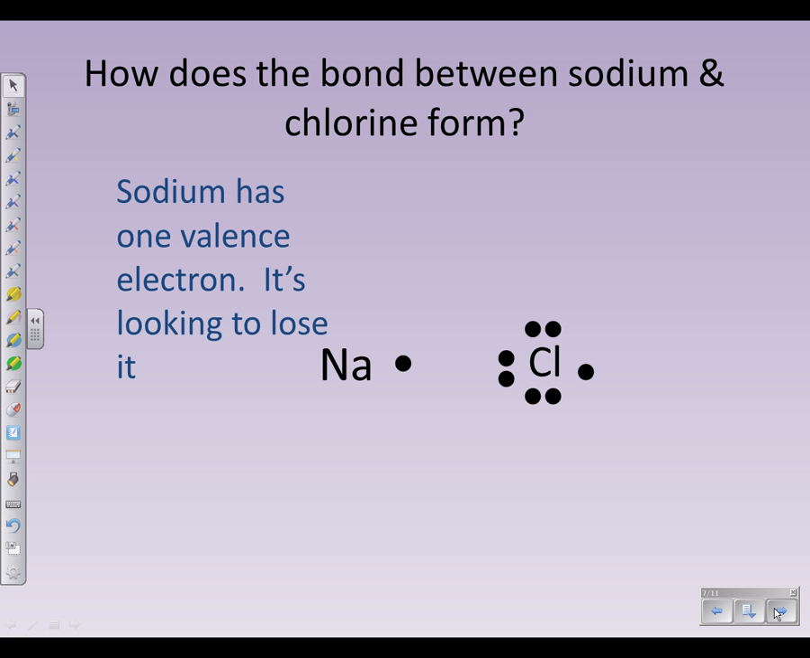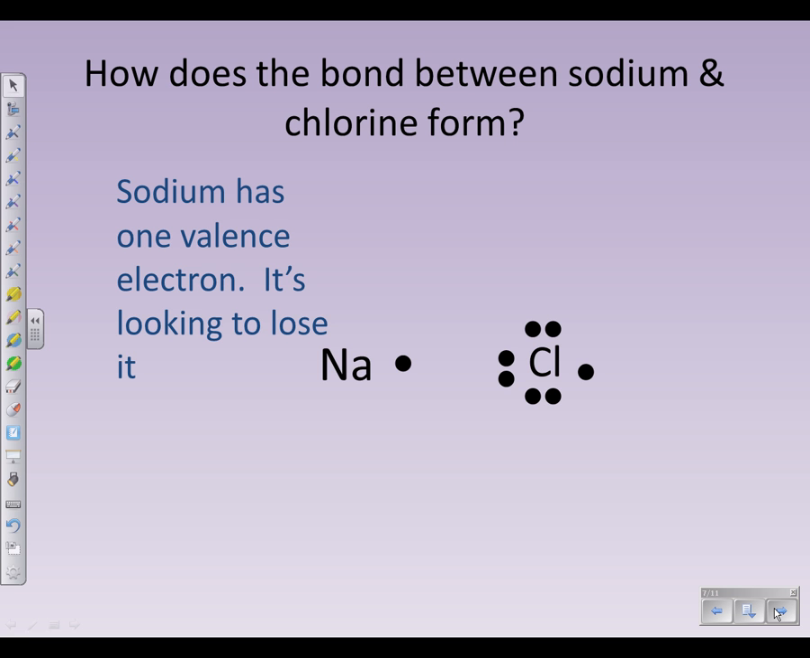Sodium, one valence electron. It's looking to lose it. If you look at your outline, Roman numeral 4, letter A, says sodium has blank. It's looking to blank, right? So sodium has one valence electron, and it's looking to lose it. If you go down a couple lines to letter B, skip 1, 2, and 3. We'll come back to that.